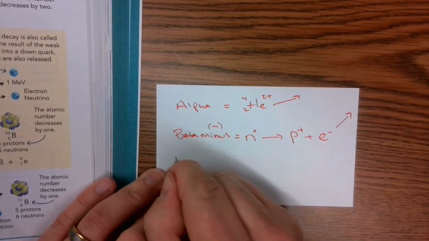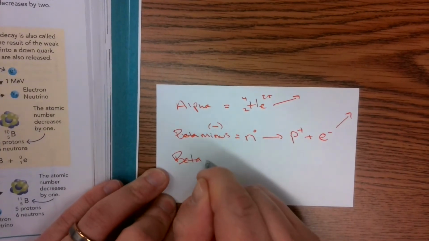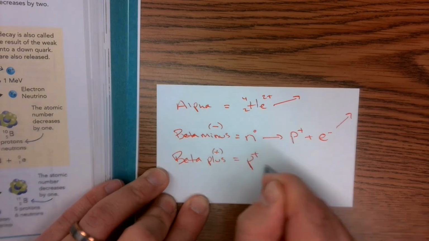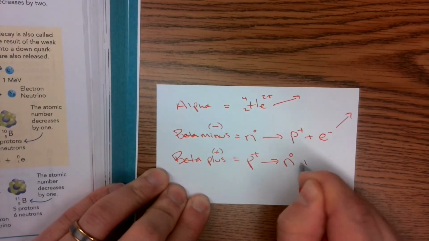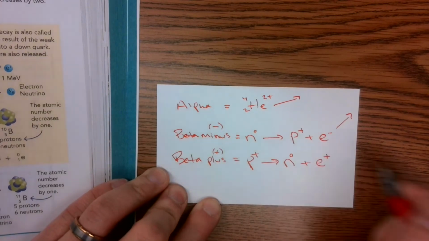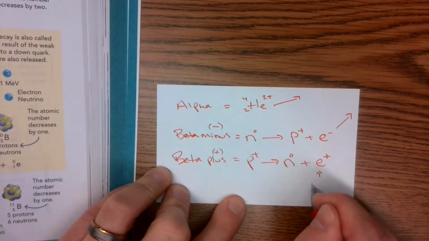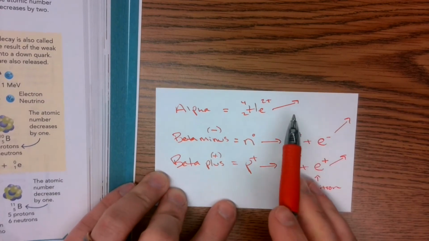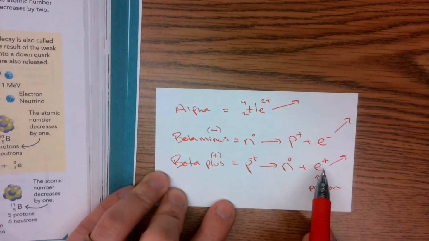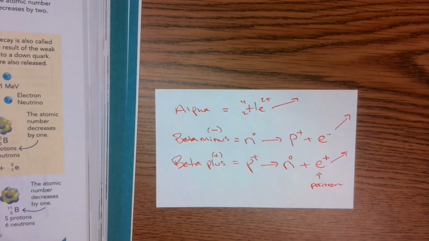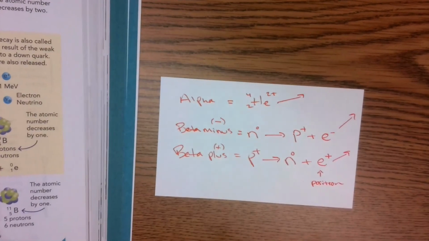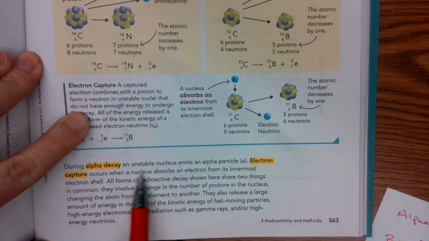And then we've got beta plus, which we can write as a plus sign, is a proton turning into a neutron, and it's releasing an electron, but it's positive, so we're going to call that a positron. That positron is going to be emitted. So we have alpha particles, beta minus, and beta plus. We also call these electrons and positrons. These are the three types of fast-moving subatomic particle decays that I want you to know for this class. Make sure you get this definition and add to it.